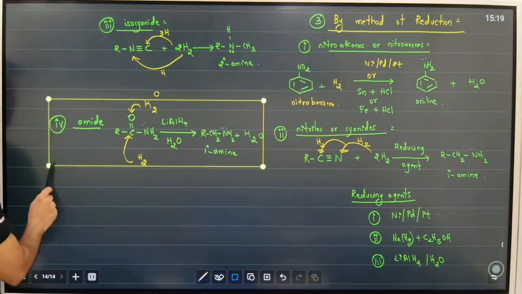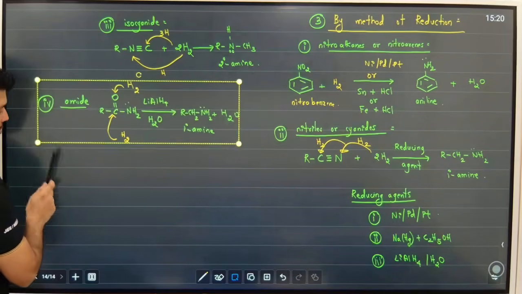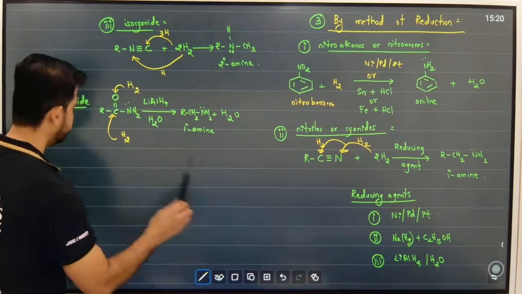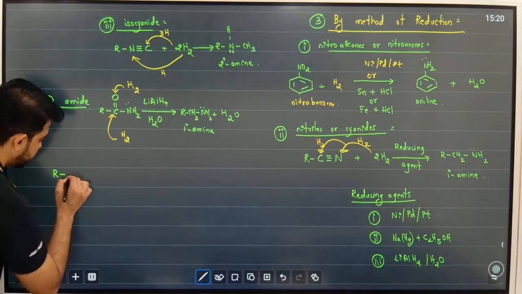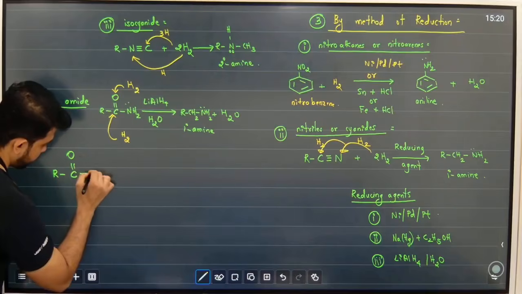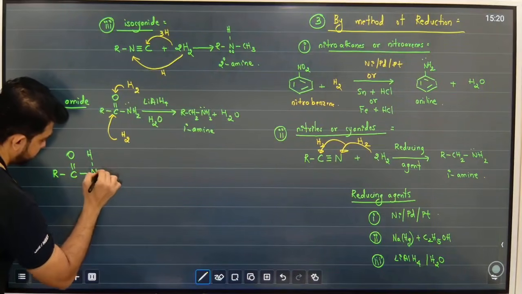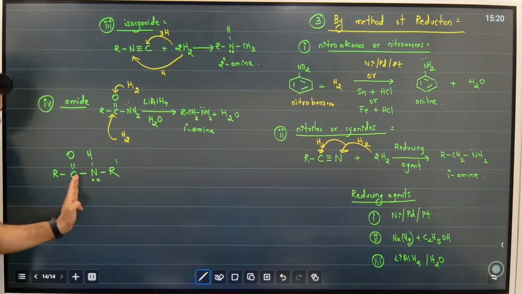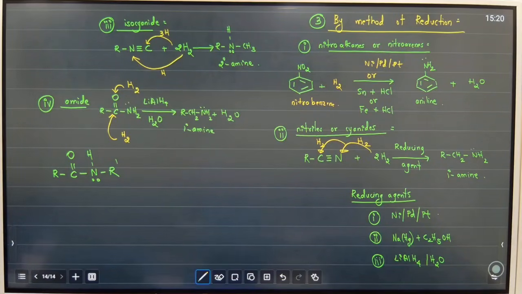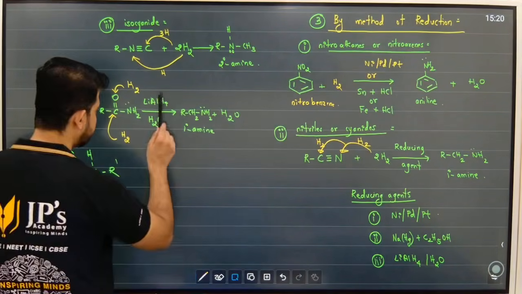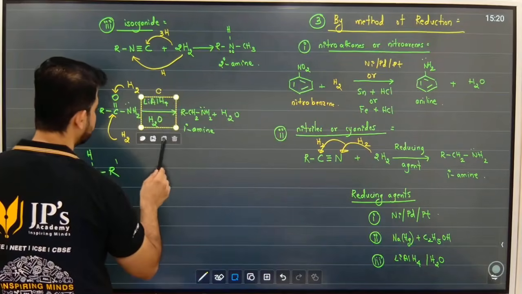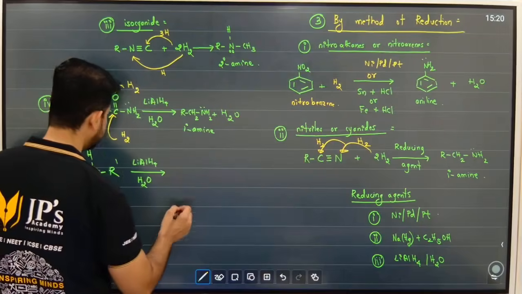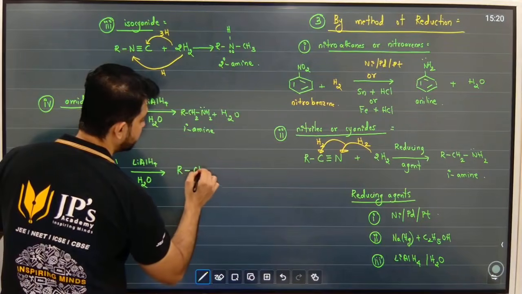But students, depending upon the amide that we use, आप secondary amine and tertiary amine भी बना सकते हैं. For example, if my amide is like this, N-alkyl alkanamide, then students, when you perform the reduction of N-alkyl alkanamide, this will give us second degree amine.